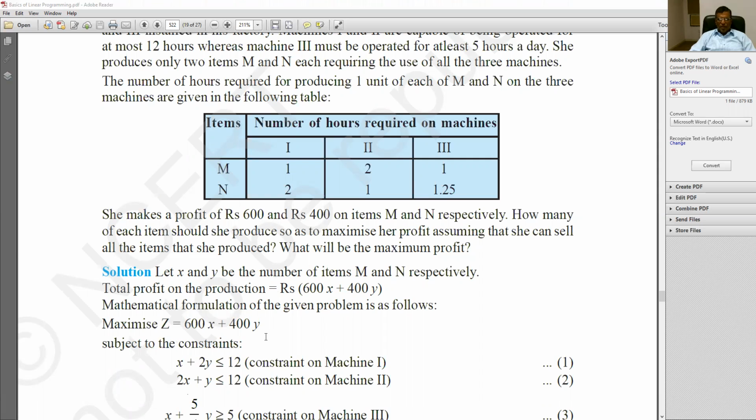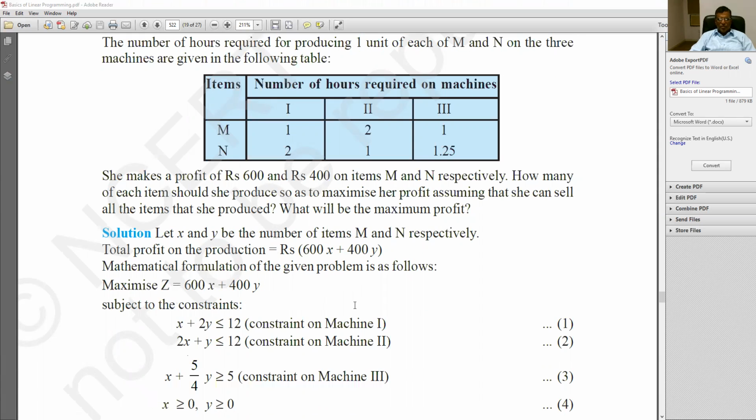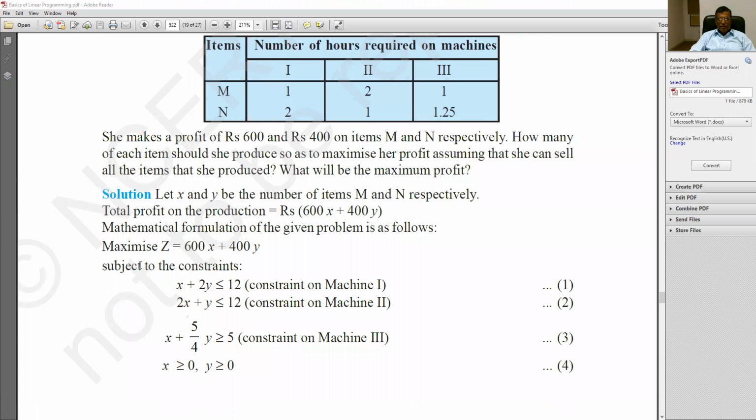The mathematical formulation of the given problem is as follows. Maximize Z equals 600X plus 400Y, subject to the constraints: for machine 1, X plus 2Y less than or equal to 12, and for machine 2, 2X plus Y less than or equal to 12.